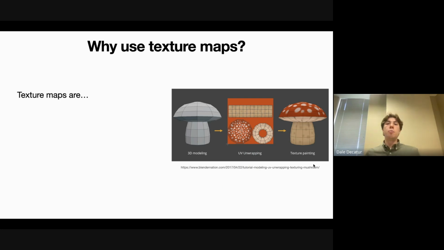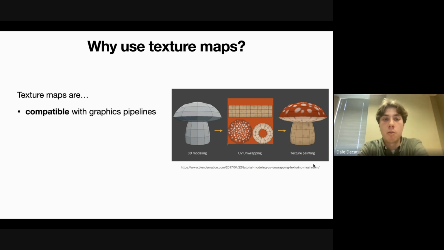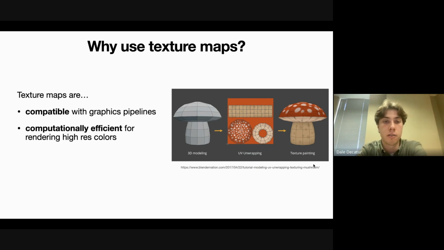So yeah, moving on. Why do we use texture maps? I mentioned that earlier, right? For one, texture maps are compatible with existing graphics pipelines. A lot of people working with meshes will want to use texture maps for rendering to fit in with their existing tools. And this goes hand in hand with that: one of the reasons they're so popular is because they're very computationally efficient for storing high resolution colors.